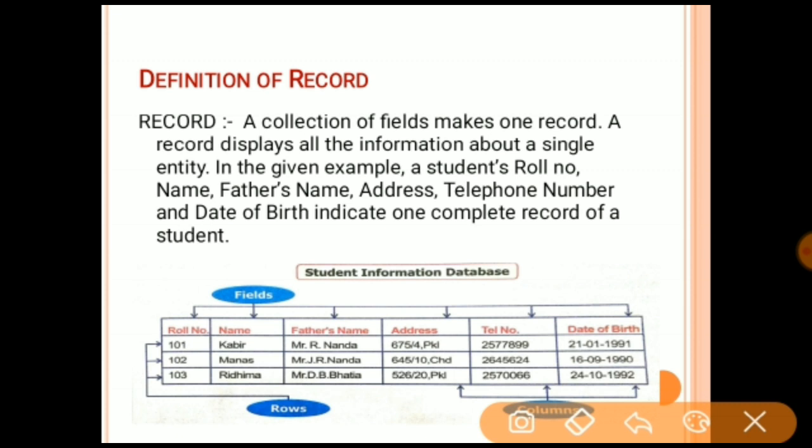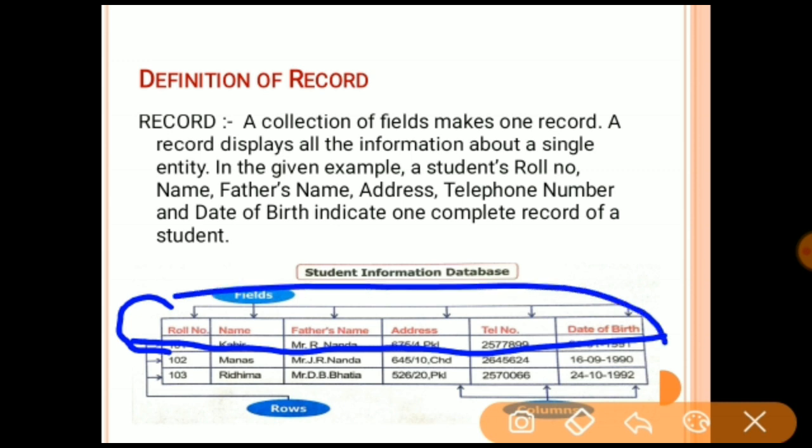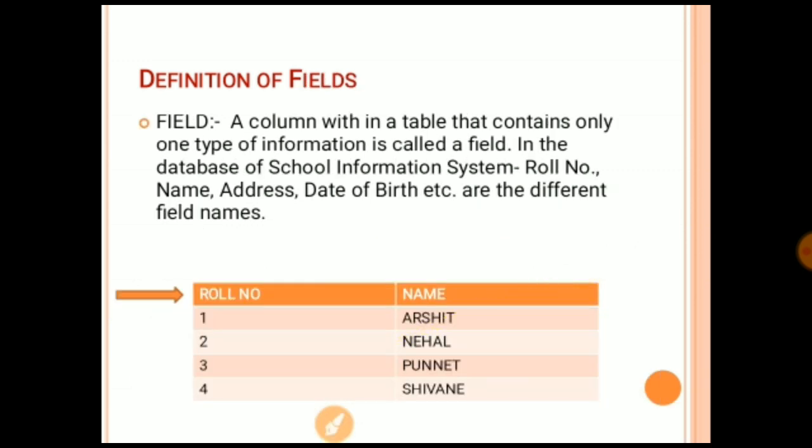If I'm talking about a particular roll number, that is 101, and I want to check all the information for roll number 101, here is the information regarding this person: roll number 101, name Kabir, father's name Mr. R. Nanda, address this, phone number this and date of birth this. So this is known as a record. The complete row-wise information is known as a record, right? Come to the next slide.